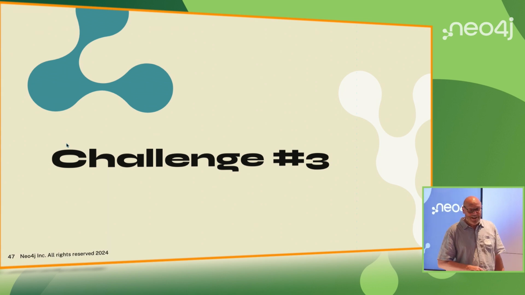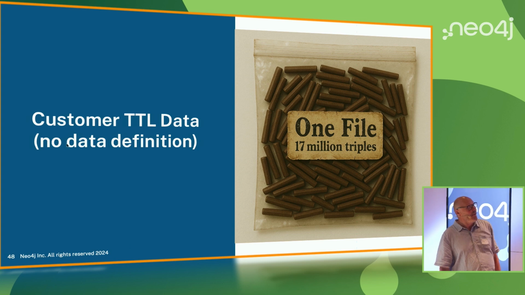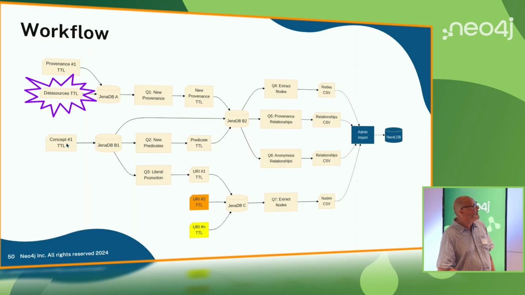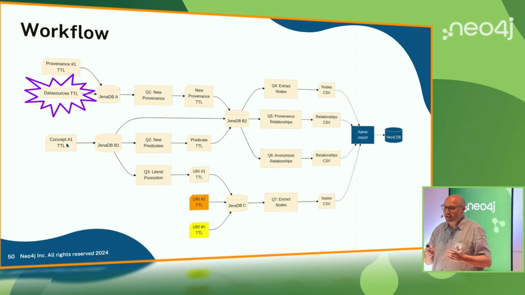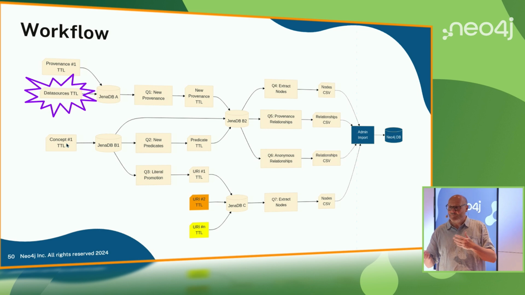Challenge 3 is another one where the customer provided us with just one file, but it had 17 million triples in it. Unfortunately, the trouble with this one is they didn't give us any data source description. All we had was just an RDF file. We didn't understand the concepts within it.